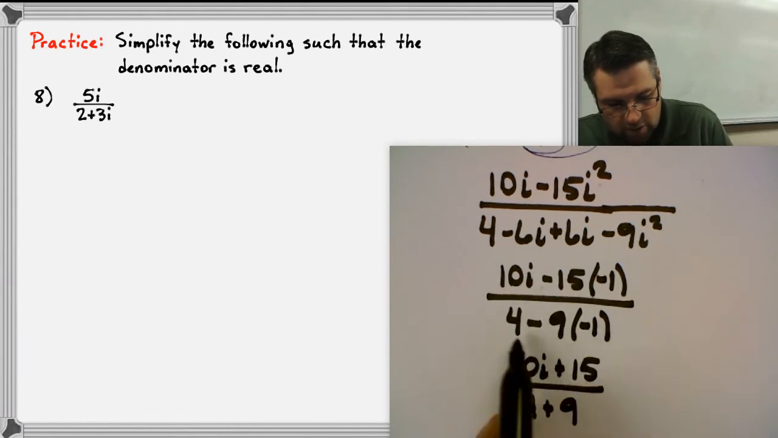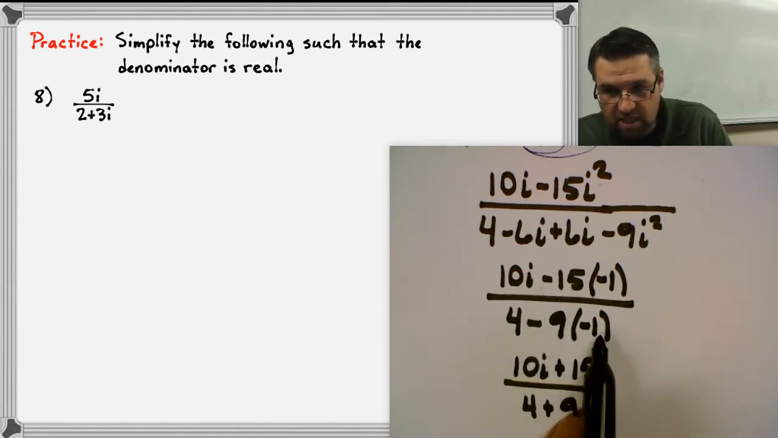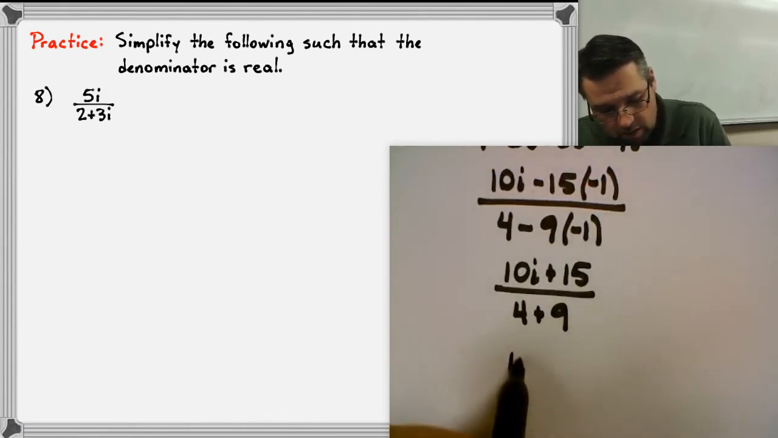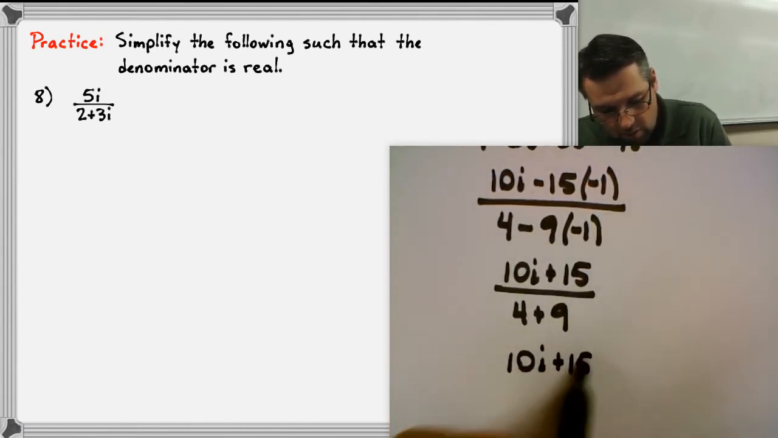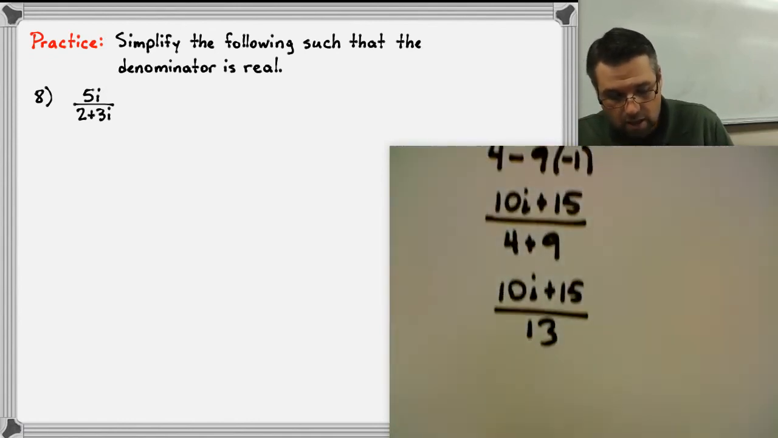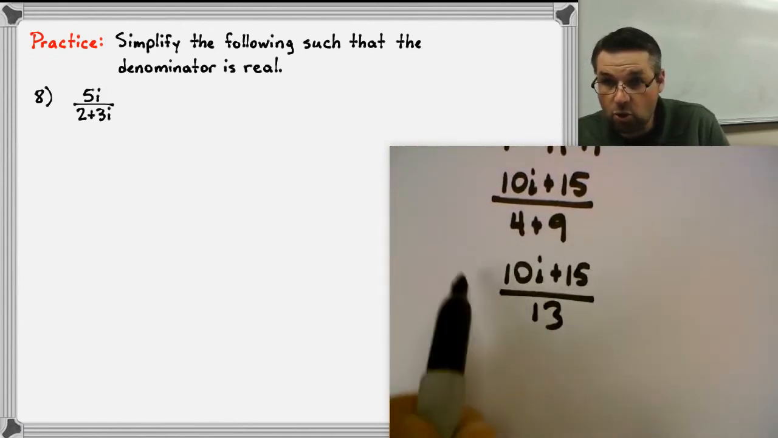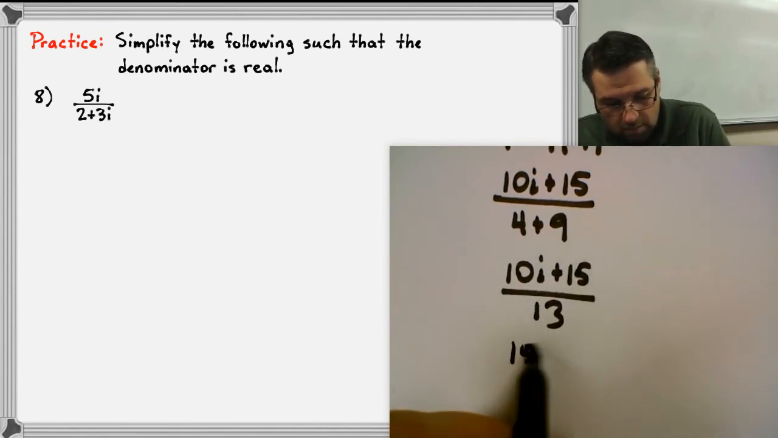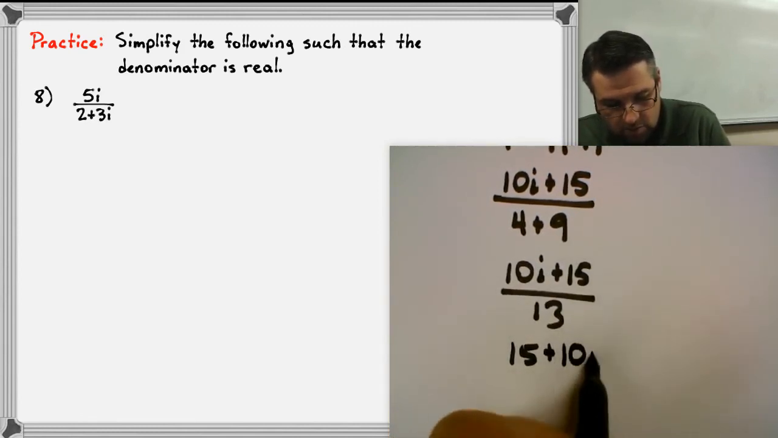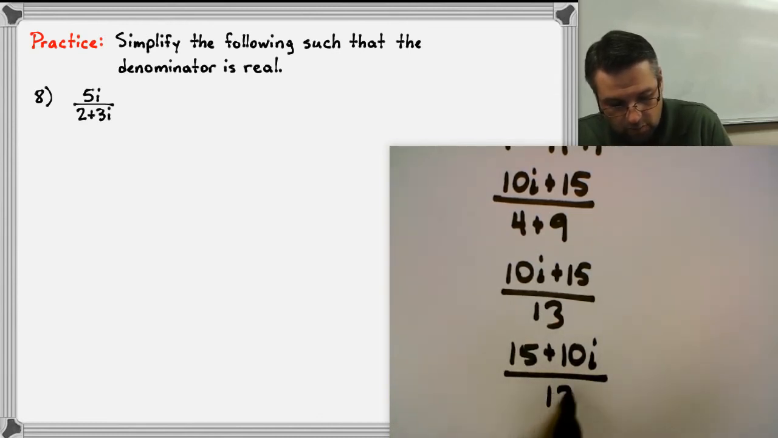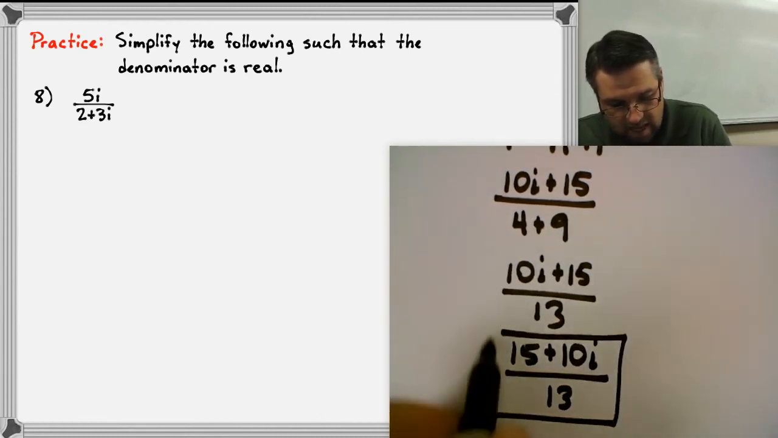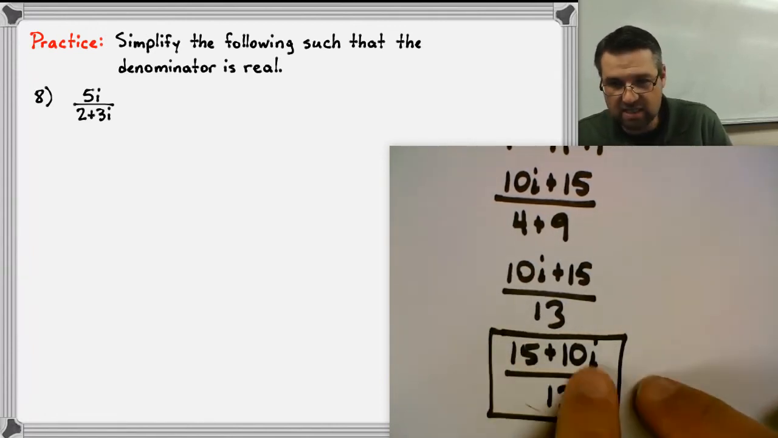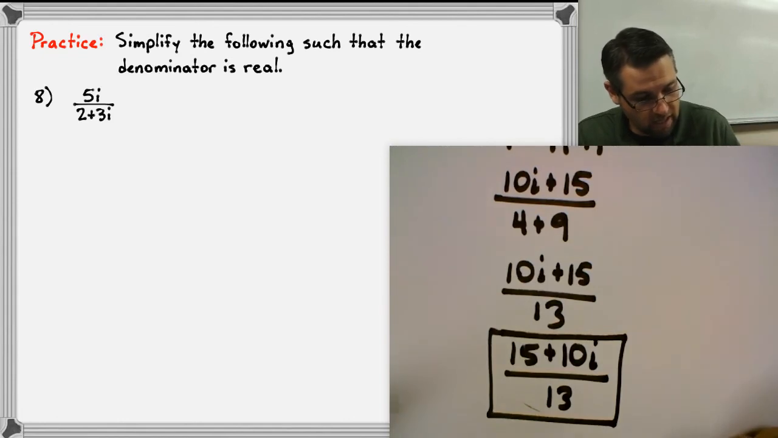Now, if you can do all this in your head, you could just say negative 9 times negative 1 is positive 9. 4 plus 9 is just 13 if you need to. So you end up with 10i plus 15 over 13 as an answer. Now, this isn't written in the normal complex form. Remember, the real number goes first, and the complex number goes second. So it would be 15 plus 10i over 13. And since that can't be reduced, there's no common factors out of all three of those terms, the 15, the 10i, and the 13, we're just going to leave it like that.